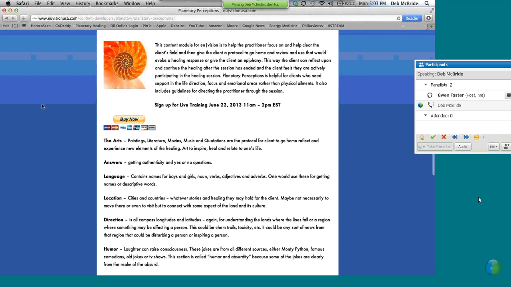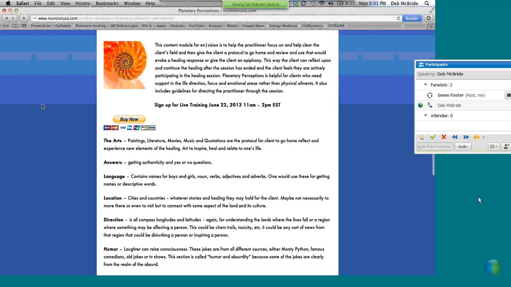There's an answer section, which helps the practitioner get yes or no answers, get authentic answers, just a pendulum answer. It helps direct the session a little bit. There's the language section, which contains names for boys, a tray for girls. There are words in the sections of nouns, verbs, adjectives, and adverbs. And again, these are just for getting names or descriptive words that may be helpful to the client and get a sense for the practitioner of what, again, is going on in the field.